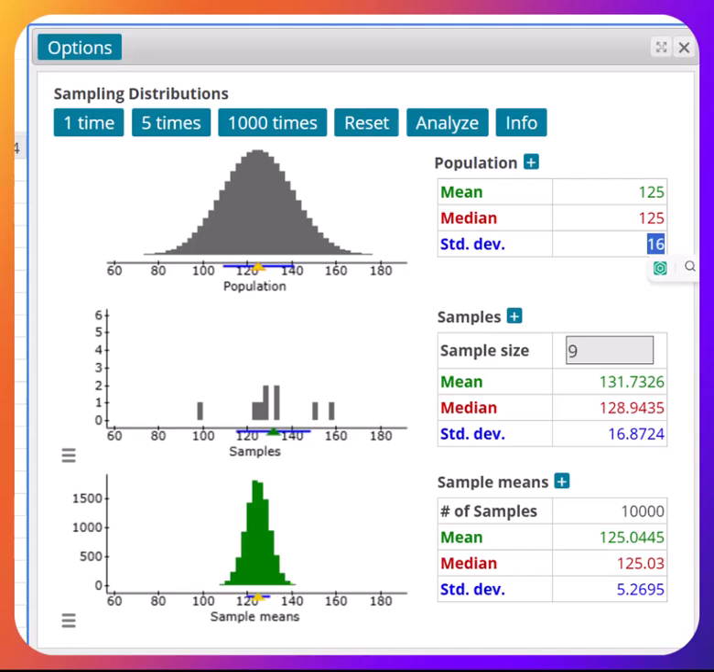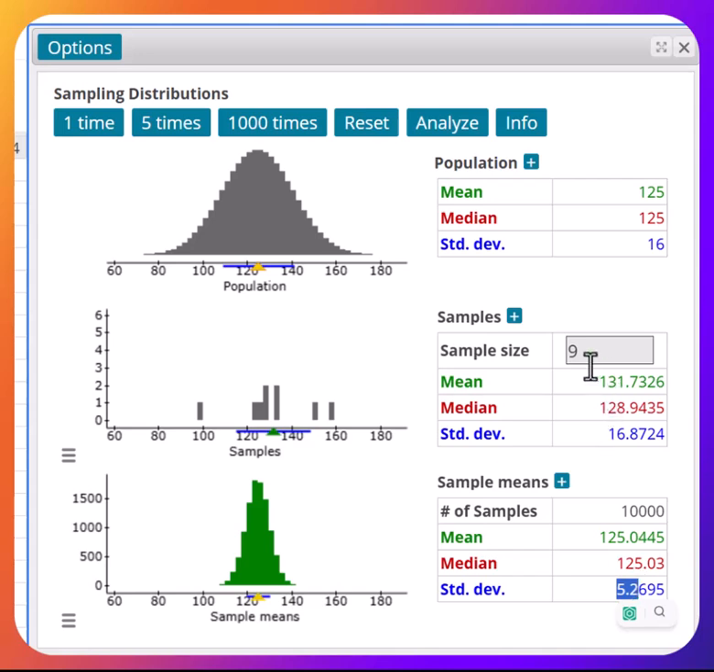But look at the standard deviation right here. It's 5.2695. Here's what I'd like you to do as you watch this video. Take the standard deviation 16 and divide it by the square root of 9, which is 3. If you divide 16 by 3, you will get 5.33. Rounded to one decimal place, it will be 5.3. So that would be the standard deviation.